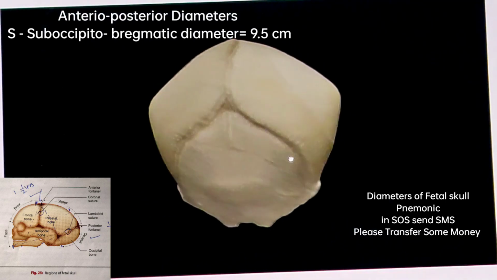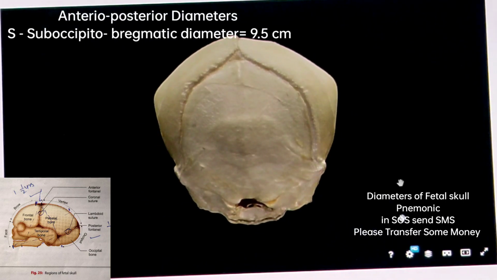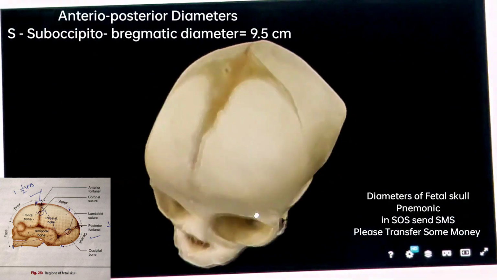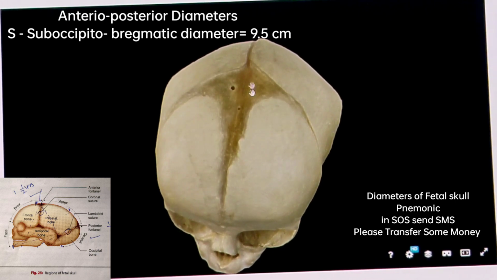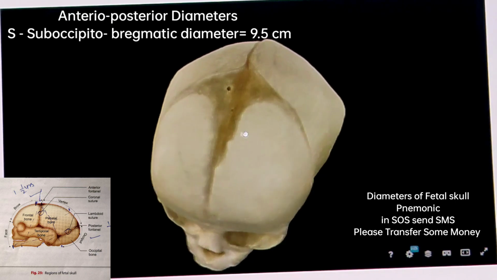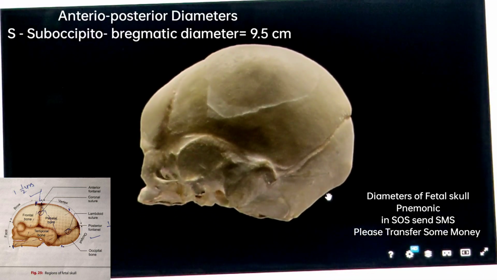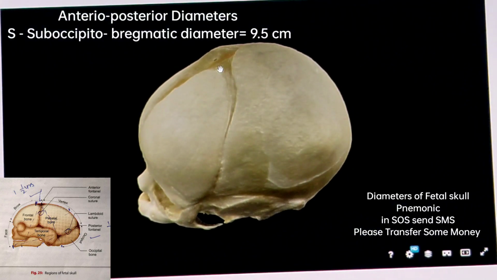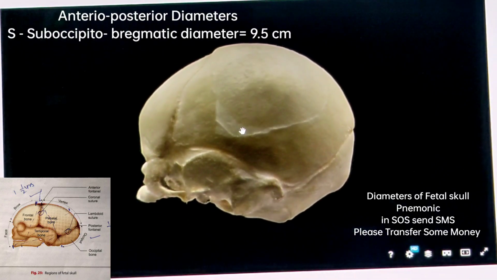Suboccipito means, this is the occipital prominence. From the point below this occipital prominence to the center of the bregma, this anterior fontanelle also called bregma, is called the suboccipitobregmatic, and this diameter is 9.5 centimeter. So this was for the S.